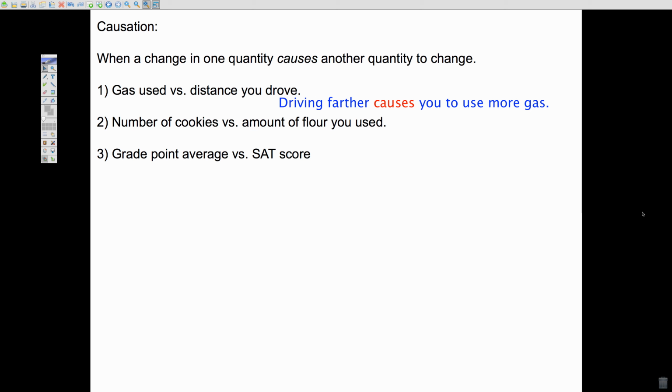If you were baking cookies, the number of cookies you make versus the amount of flour that you used, assuming the cookies are all the same size. If you use more flour, you'll make more cookies, so you would expect a positive correlation. Does using more flour cause you to make more cookies? Yes, it does. So we say that there is causation between the amount of flour that you used and the number of cookies that you make.